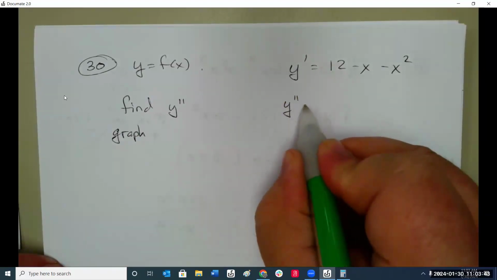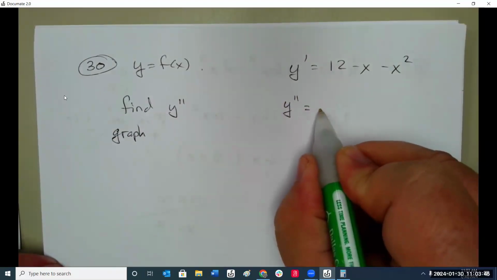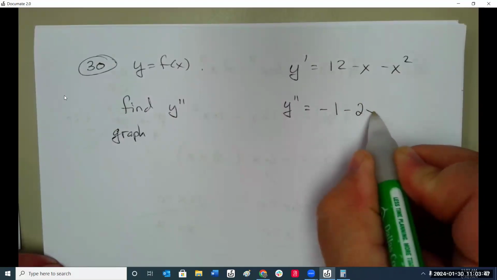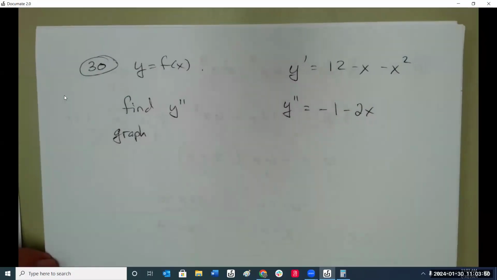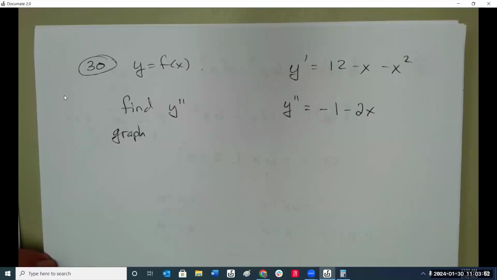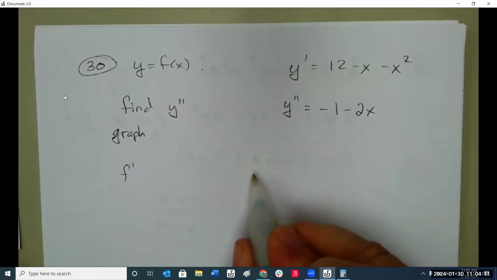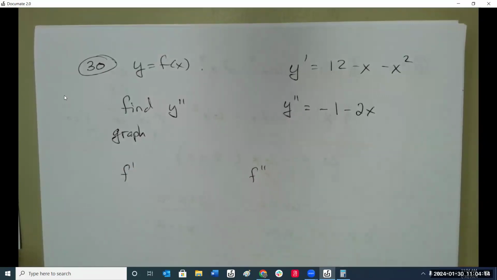So the second derivative is going to be what? Find f double prime and graph. What, the f of x? Sketch the graph, yeah. Finally, let's sketch the general shape of the graph of f. So what does f prime tell us and what does f double prime tell us?